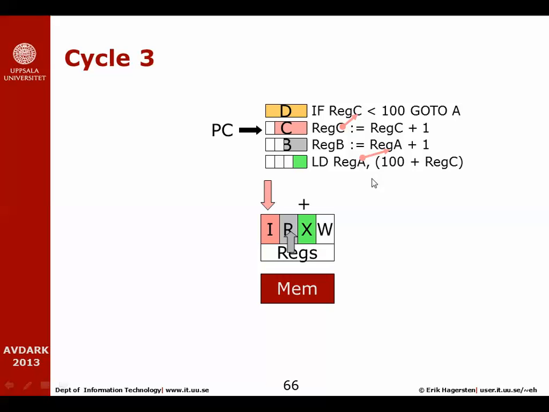And as we already noticed, we will actually not be able to get the new value loaded into register A by this instruction already in the next cycle, because we write the new value into the register file first in the write stage of the pipeline. So what can we do to solve this?